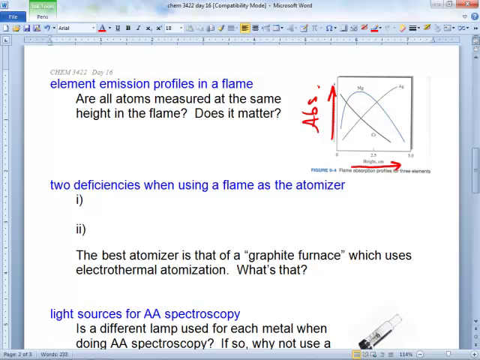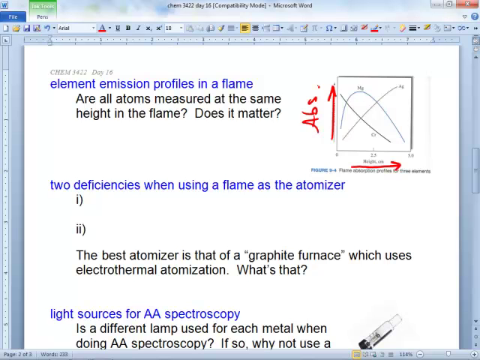Where would you want to be? What height would you want to be to measure chromium? What's that? 2.5. Well, there's a better height than 2.5. Pretty much right on top of the burner head, right? Looking at the chromium, just looking straight.